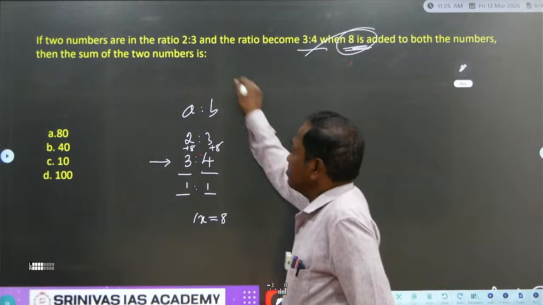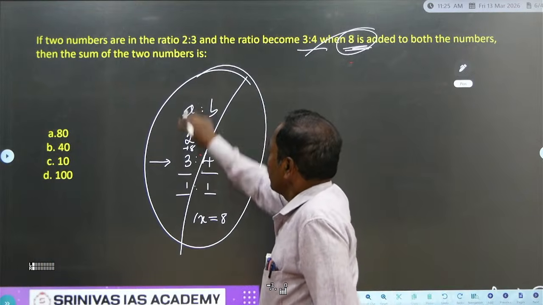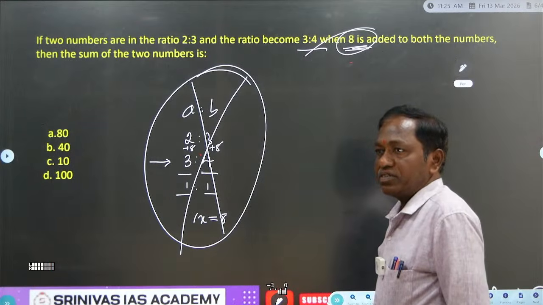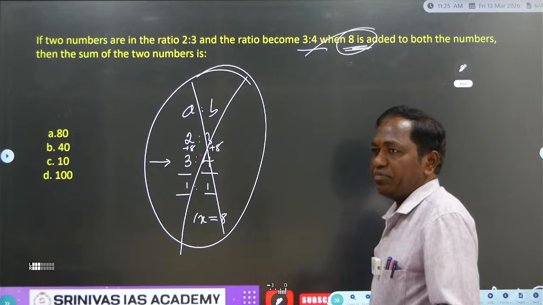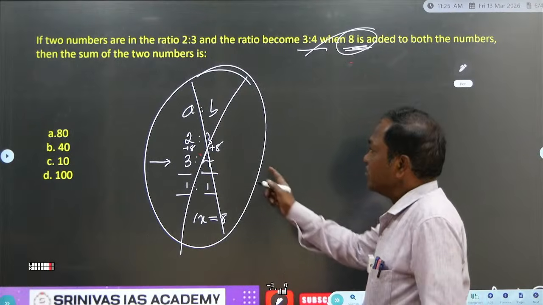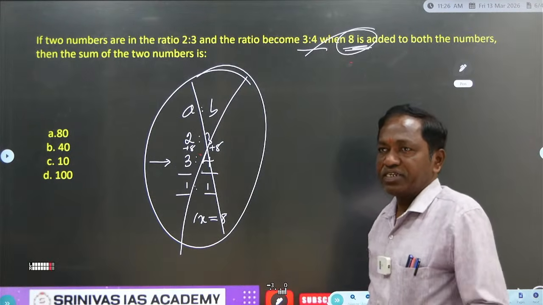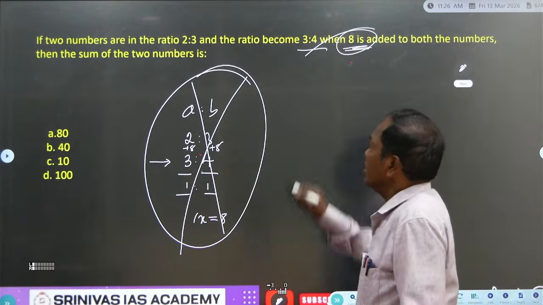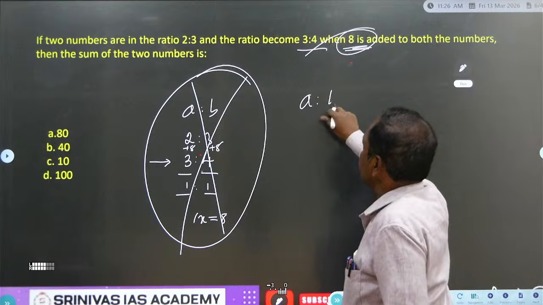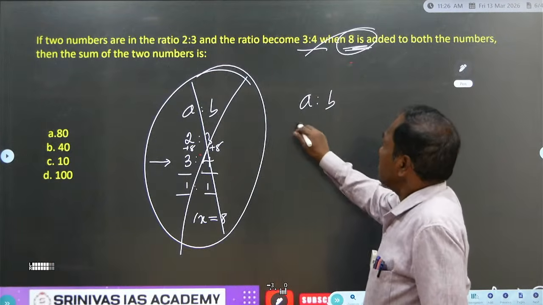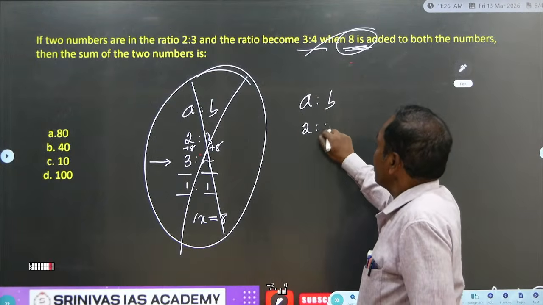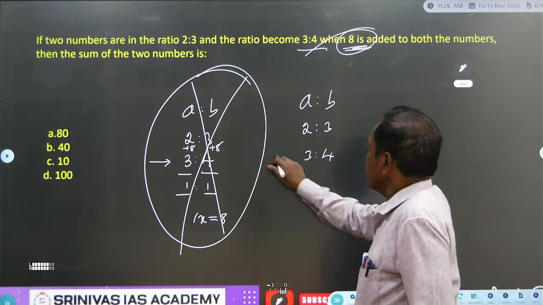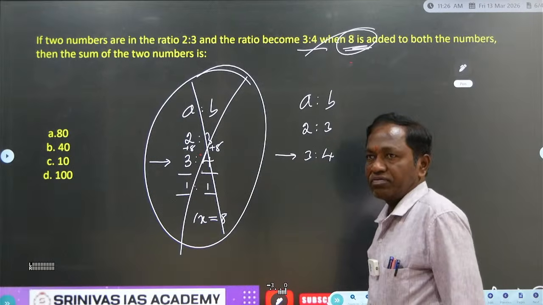Okay, now we can see. If the two numbers are in a ratio, what are the two numbers? You can take A, B or x, y. Let us not take x, y, because for the ratios we treat that as x values. P, Q, M, N, you can take any form, like A is to B, two numbers. What is the ratio of the numbers? 2 is to 3, and that becomes 3 is to 4.